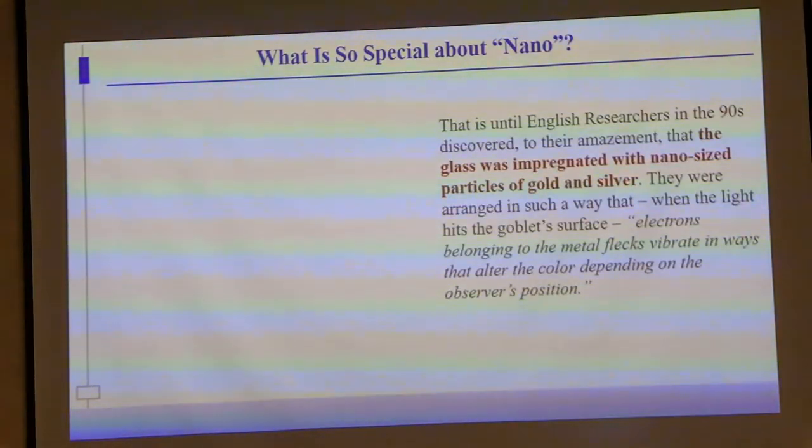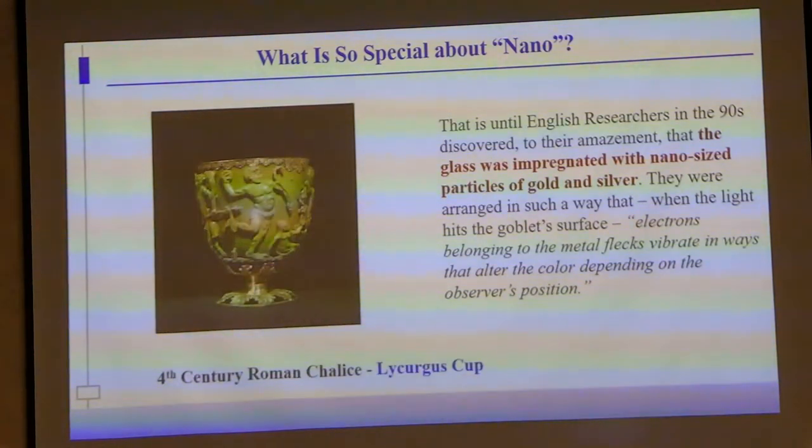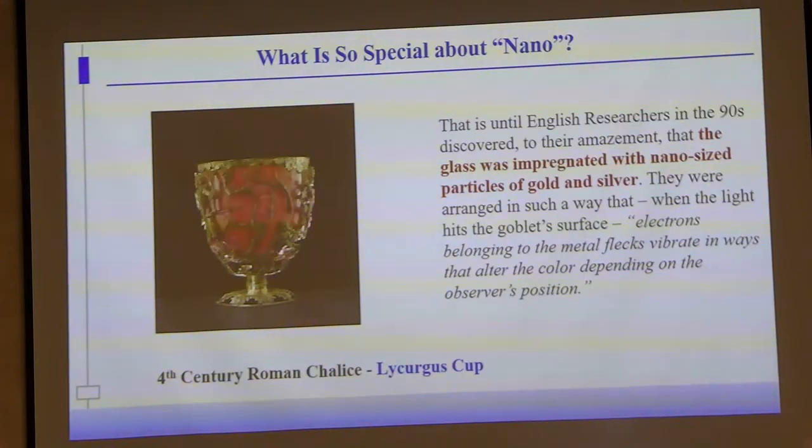And it's still 19th century. It was discovered that this glass is impregnated with nano-sized particles of gold and silver, and they are arranged in such a way that when you shine light, the electrons reflect in a different way. So that's why we see a change in the color.